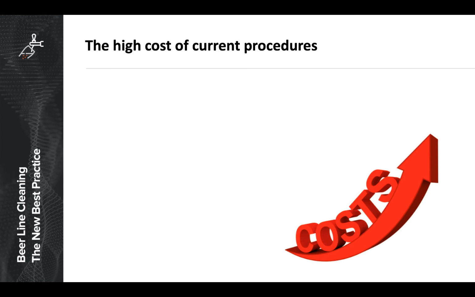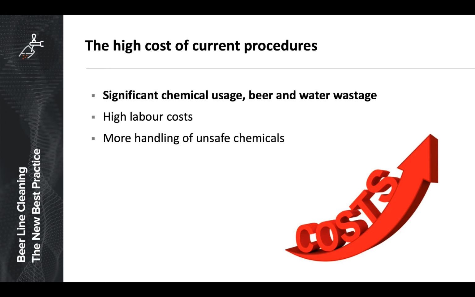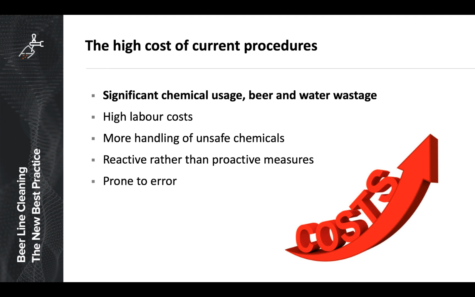Let's get down to numbers and see how the current procedures stack up financially. A typical fortnight cleaning cycle has significant chemical usage, beer and water wastage, high labour costs, more handling of unsafe caustic chemicals. They are typically reactive rather than proactive measures. They're prone to error and they don't provide the best beer quality. But the good news is there is a better way.